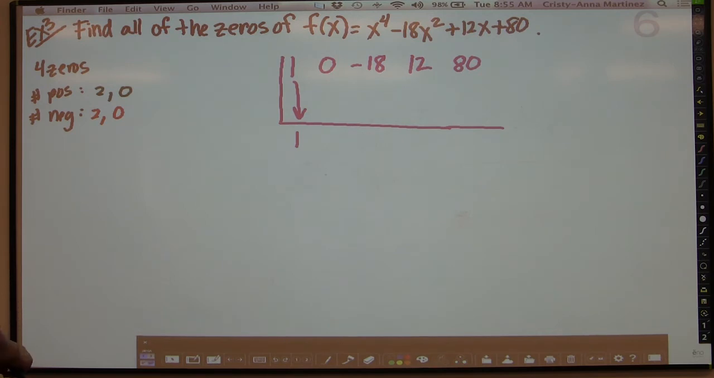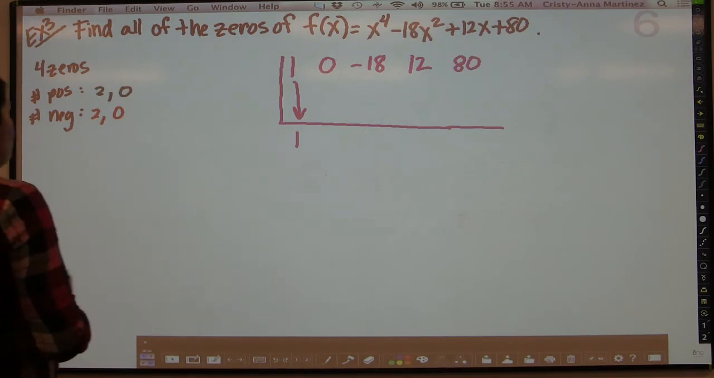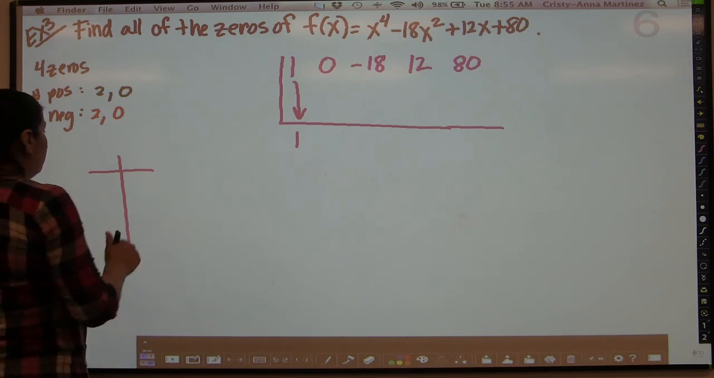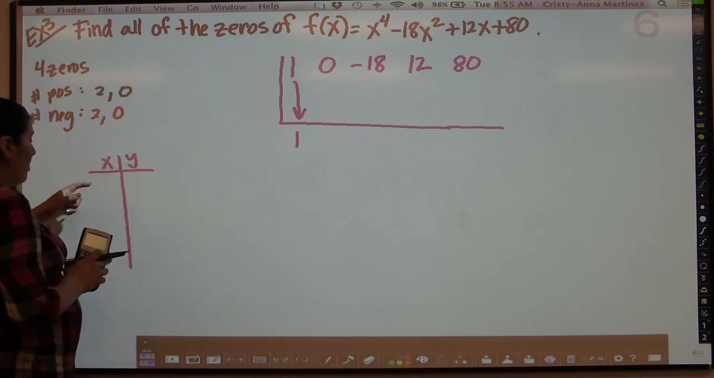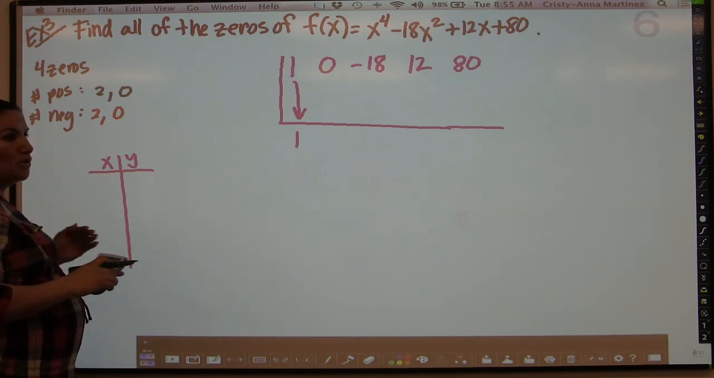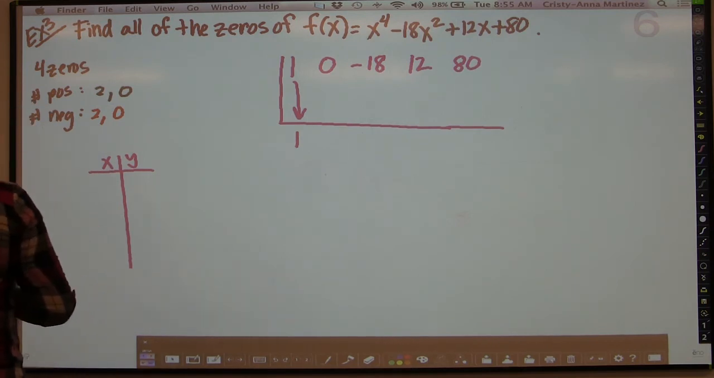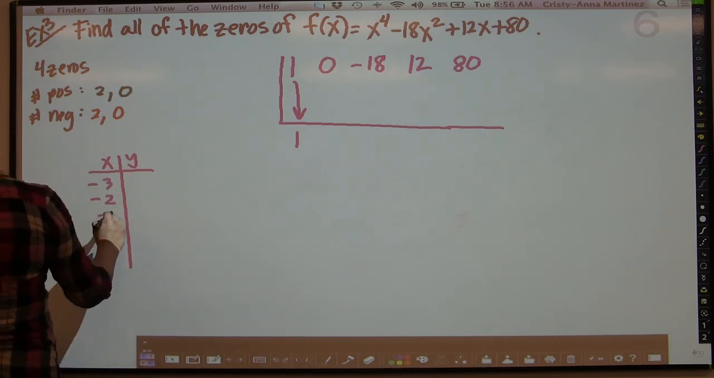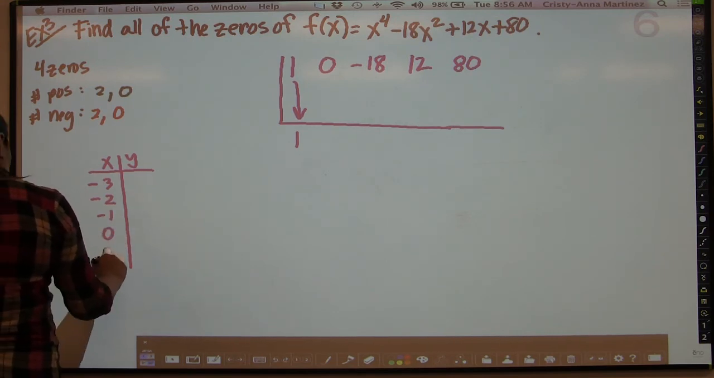So what you want to do is have your calculator handy. I'll grab mine. And what you want to do is basically try values, obviously positive values. You basically make a t-table for your function. And remember what we did before, what you're looking for is for your values to change sign. If they change sign, it means that somewhere in between there was a 0. So, for example, I'm going to pick -3, -2, -1, 0, 1, and 2.